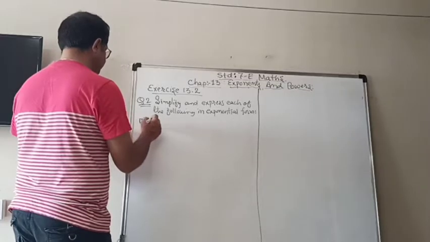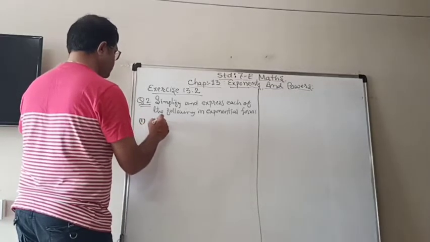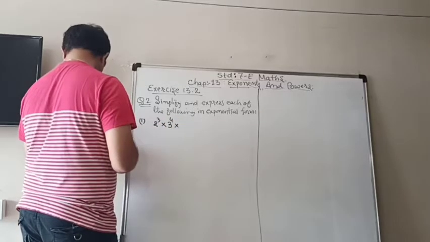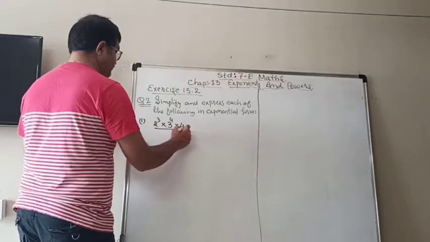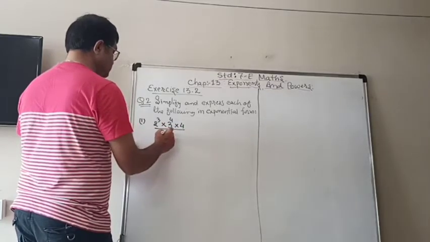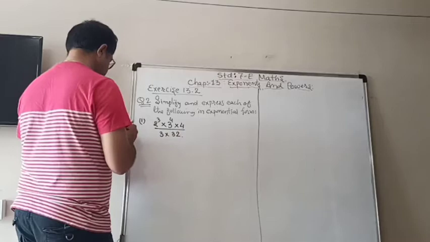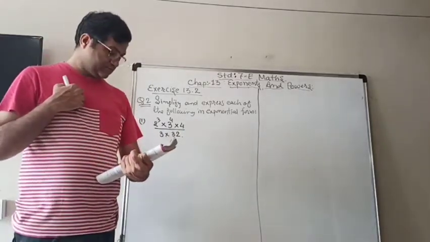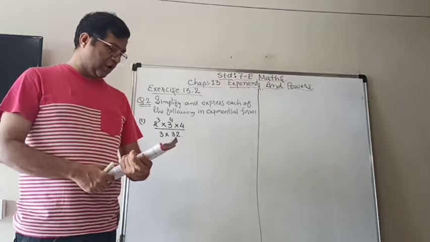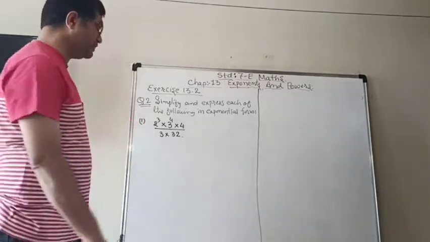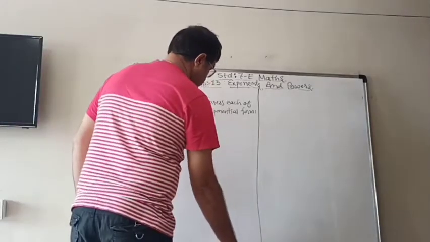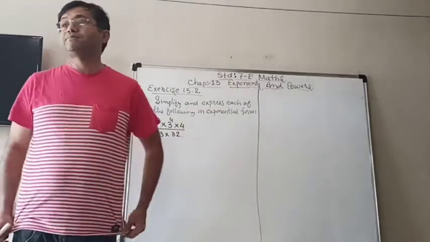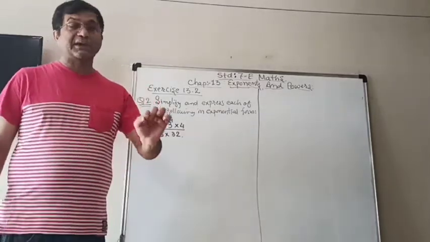First one, 2 cubed, 3 raised to 4 multiplied by 4 divided by 3 multiplied by 32. Now, as I already explained, when there are composite numbers, we have to write them as a power of their prime factors.